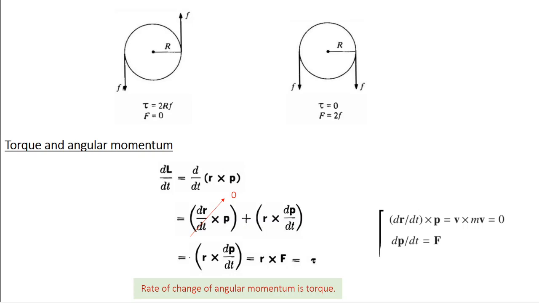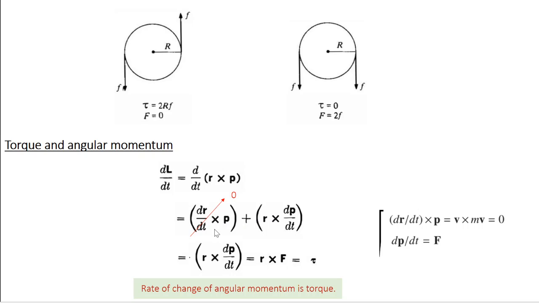Next important question, what's the relation between torque and angular momentum? So we know that angular momentum, L, is defined as r cross p. So you take the rate of change of angular momentum, dL by dt, which is going to be d by dt of r cross p. Apply the product rule: dr by dt cross p plus r cross dp by dt.